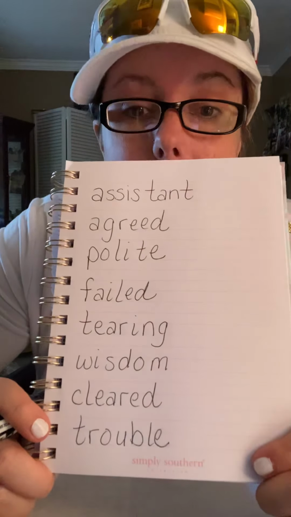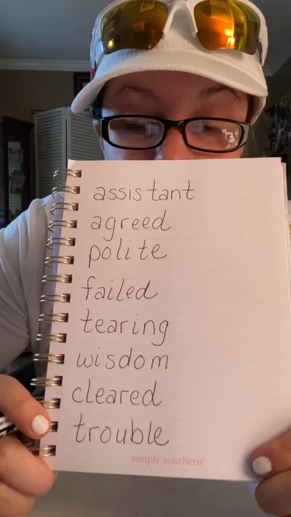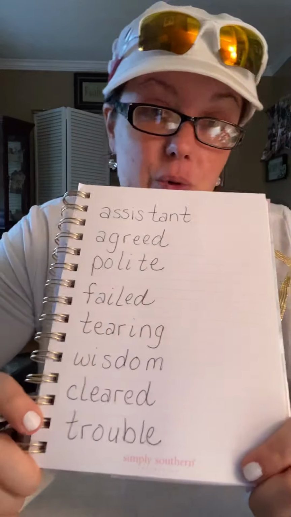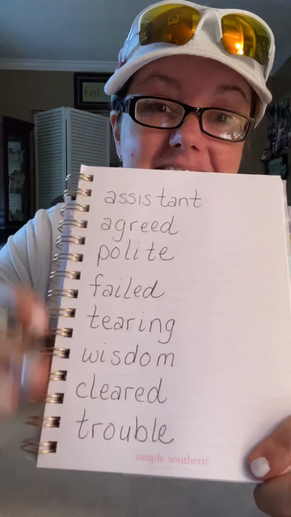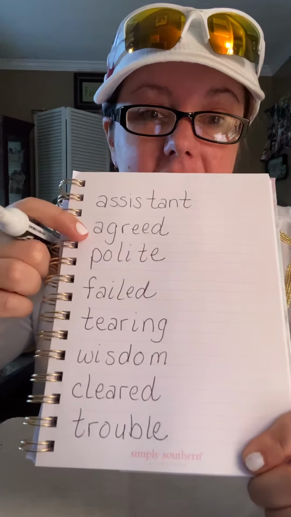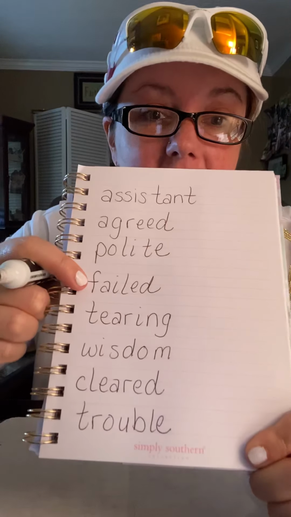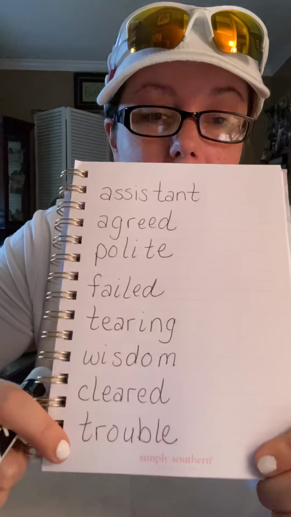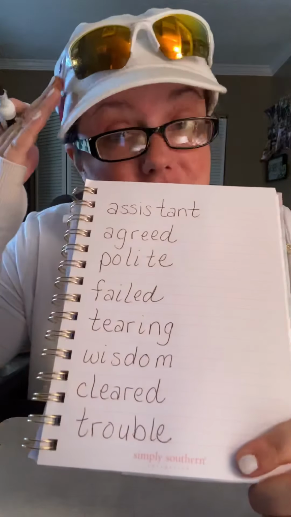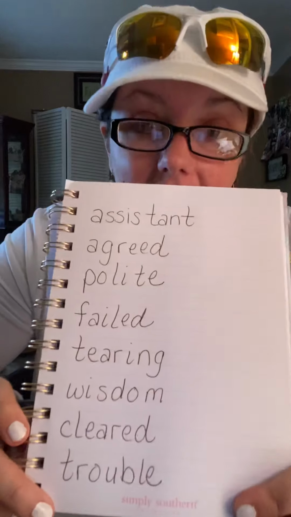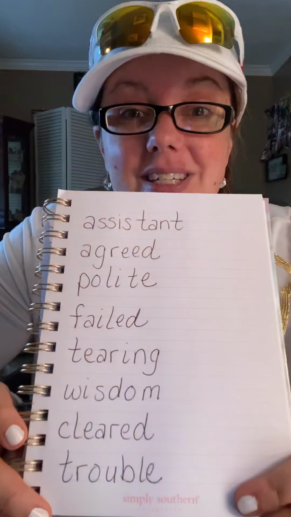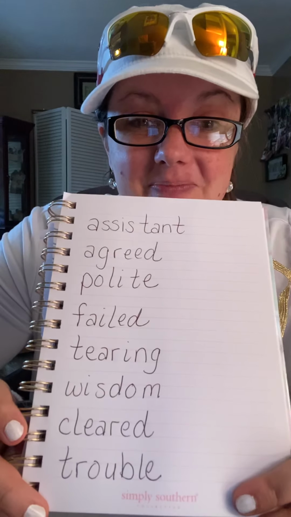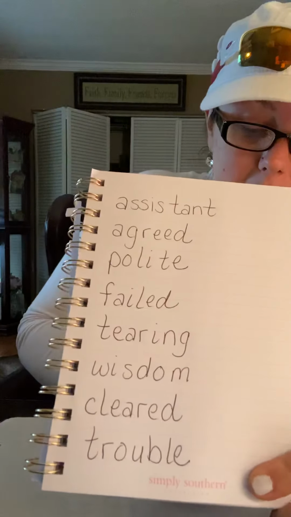Which word means it's what you know? It's the knowledge that you get over time. Okay, is it assistant, agreed, polite, failed, tearing, wisdom, cleared, trouble? Which one means the knowledge that you have, that you know a lot? And usually you get this over time when you learn stuff and you have life experiences. Which one is it? Okay, I'm going to write my answer down.